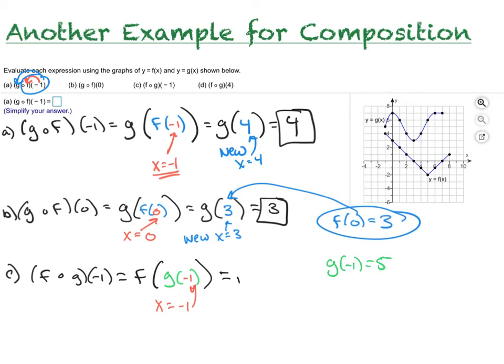So now we're going to have f of 5. Okay, so now our new x, our new input, is 5. Now we need to figure out what f equals when x is 5. So 1, 2, 3, 4, 5. f, that's this one, the absolute value looking one, at 5 is negative 2.